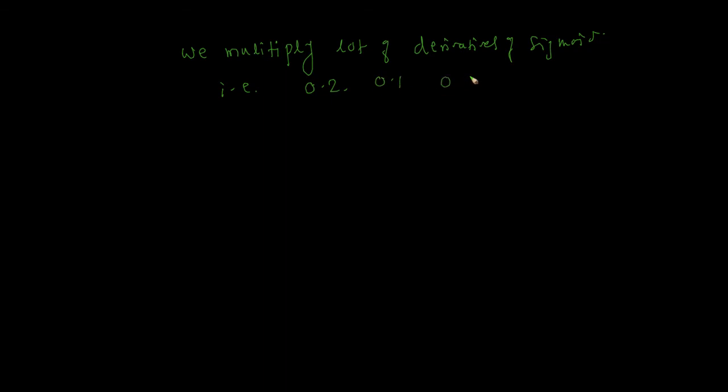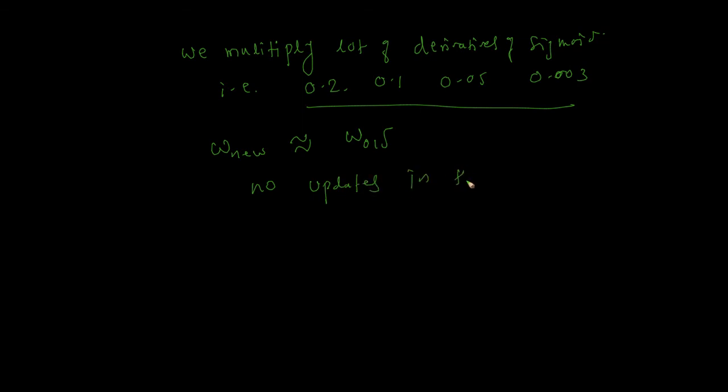If I write the problem in a nutshell, we multiply a lot of derivatives of sigmoid. That is, we multiplied values like 0.2, 0.1, 0.05, 0.003, etc. A lot of these fractions we multiplied. So the W new is exactly similar to W old. No updates in the weights.